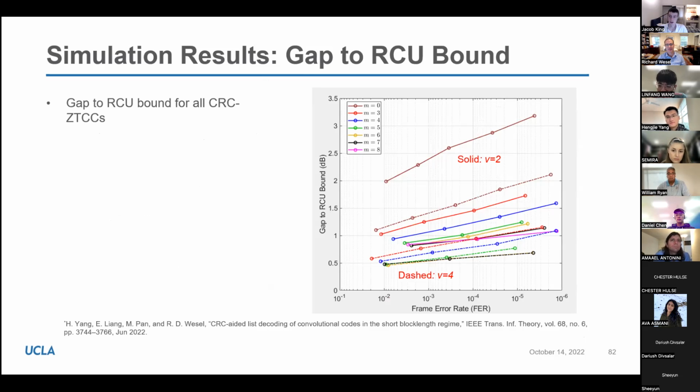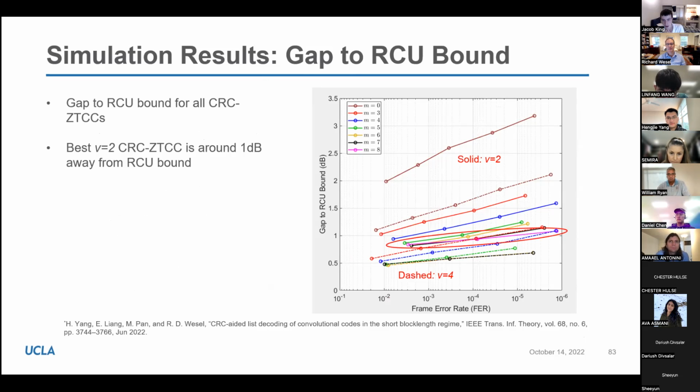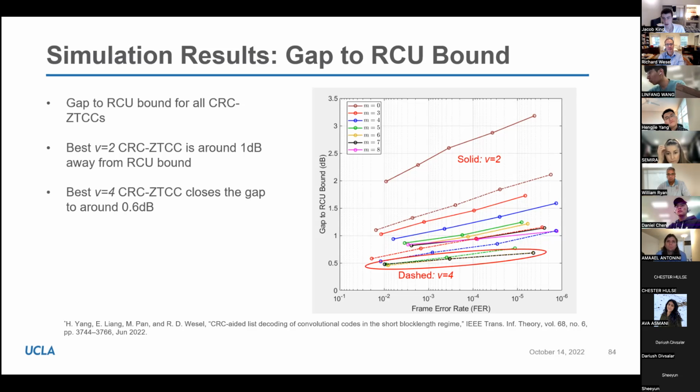We now plot each code's gap to the RCU bound in dB versus frame error rate. On this plot, solid lines correspond to the memory 2 codes and dashed lines are for memory 4 codes. We can see that the best memory 2 CRC ZTCC, which is a little hard to see behind all the lines, but it's the magenta line, has a gap to RCU bound of around 1 dB at a frame error rate of 10 to the minus 4. The best memory 4 CRC ZTCC does better with a gap of around 0.6 dB at FER equals 10 to the minus 4.